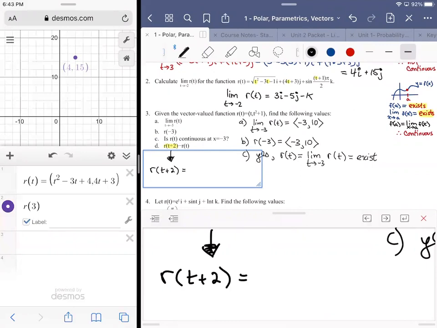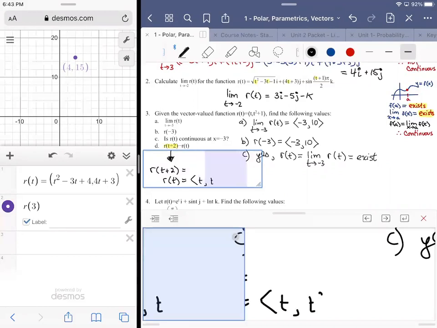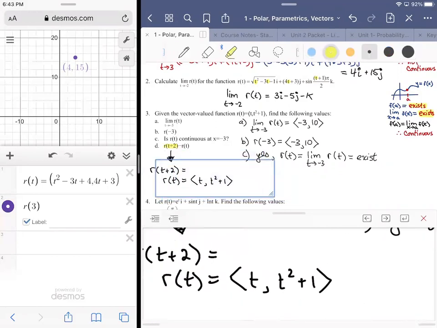All right, so in my R function, and you know what I'll do is I'll write R of t right below it, because I know that that's equivalent to t comma t squared plus 1. All right, so what I'm doing is I'm replacing each of the t's with a t plus 2.